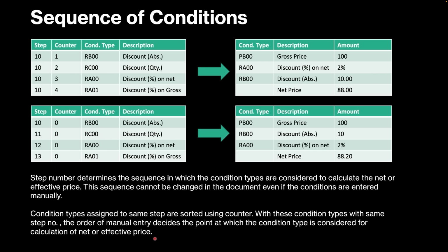Okay, so this step plays a very important role. Based on this step only, the system sorts all the condition types in the pricing procedure. If multiple condition types have the same step, then based on your manual entry, the system will decide the calculations. In case of condition types with different steps, even if you enter them manually, the system will automatically sort them as per their steps entered in the pricing procedure.